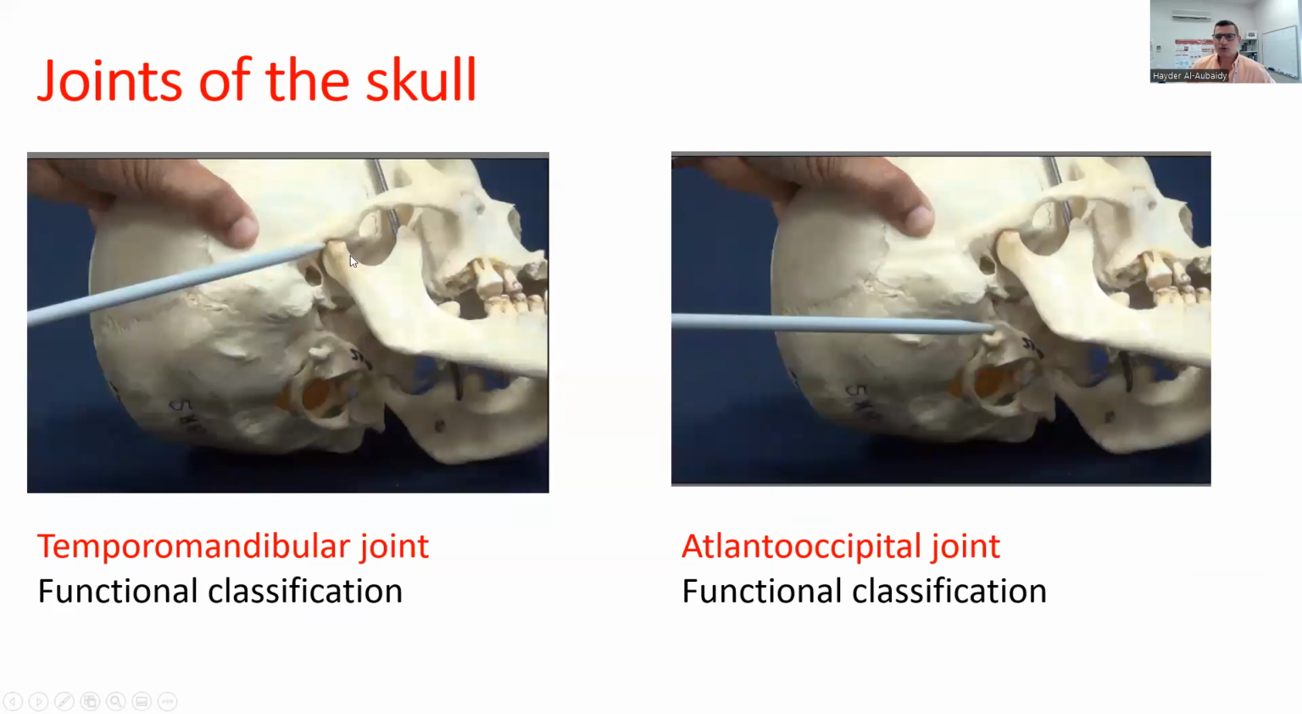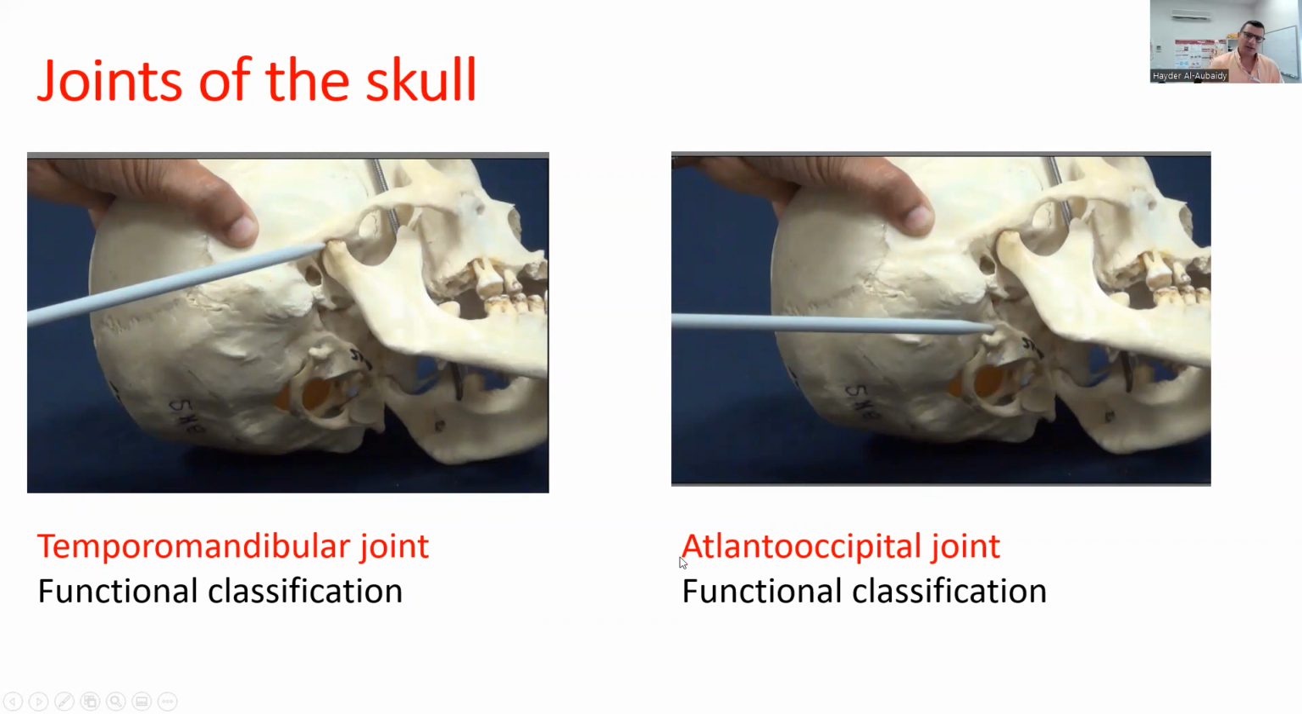What else? The other types of joints that we've covered in the video clips: this one, which is called the temporomandibular joint. This is the joint that connects the mandible with the skull. And this joint here connects the atlas with the occipital bone. This is called the atlanto-occipital joint. Both of them are types of synovial joint.